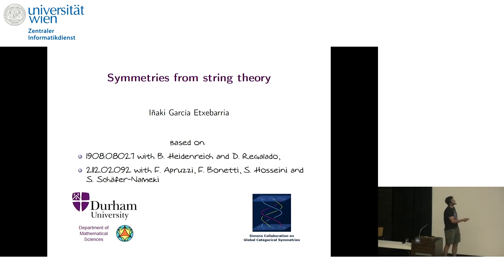So I want to discuss how to obtain the kind of symmetries that Kantara was discussing, at least in some cases, in string theory. I will do the basic case of generalized symmetries without saying much about invertible symmetries, although I think we now understand how to do this too. So this is based on papers with Ben and Diego, and a more recent paper with Fabio, Federico, my student Sagar, and Sakura.